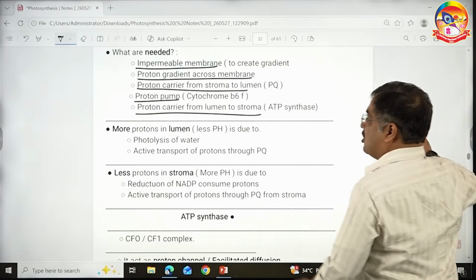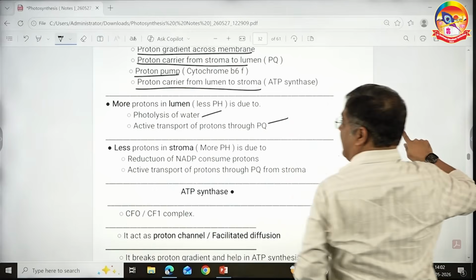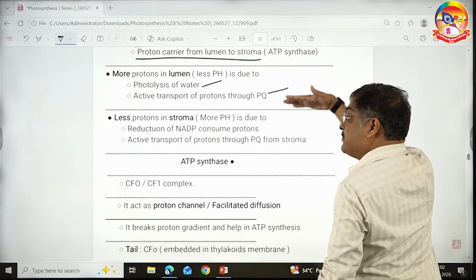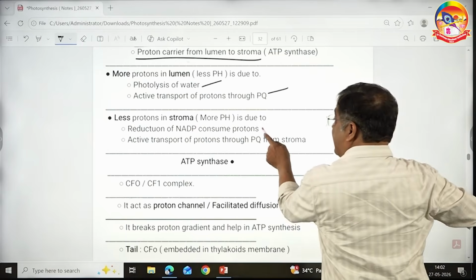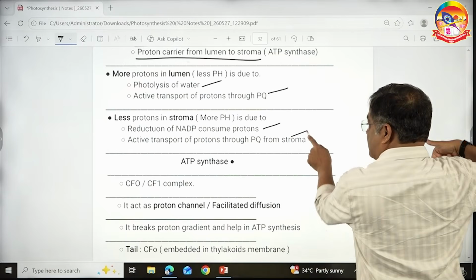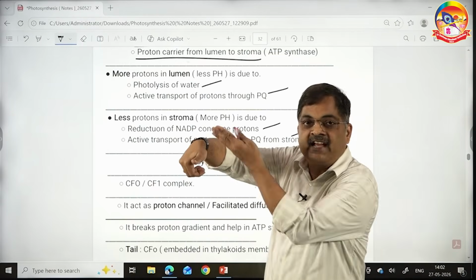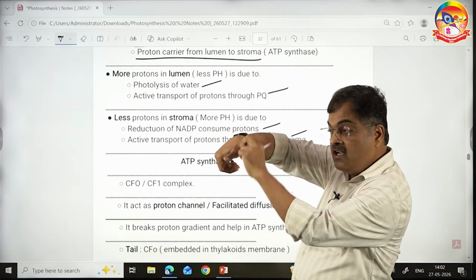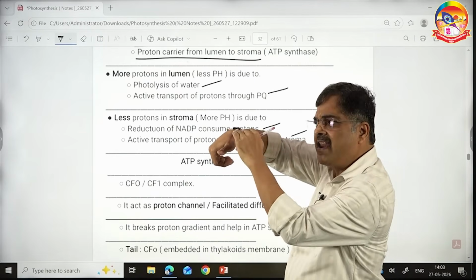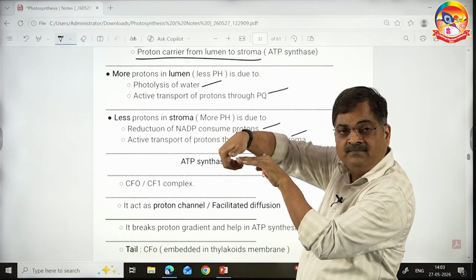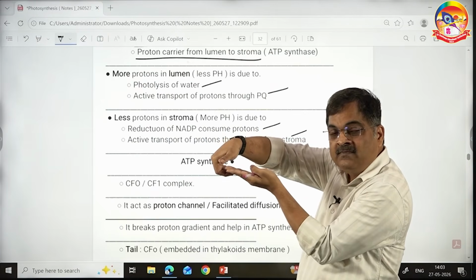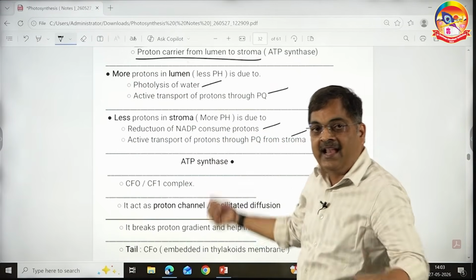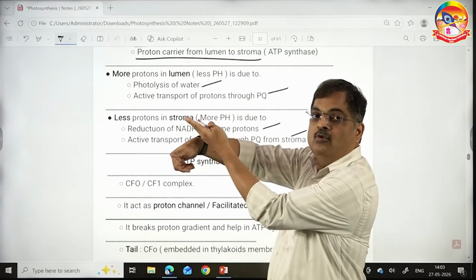Why are there more protons? Because of photolysis of water and active transport. Why are there fewer protons in the stroma? There is a reduction of NADP and there is active transport. Look here, children. First I create a gradient. This is the thylakoid membrane. Very, very low and very, very high. Once more protons get accumulated in the lumen, on one fine morning, I'll carry these protons from high to low.